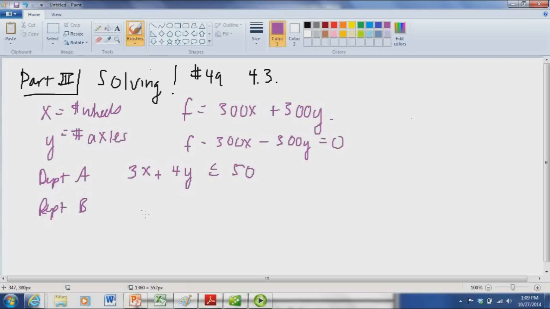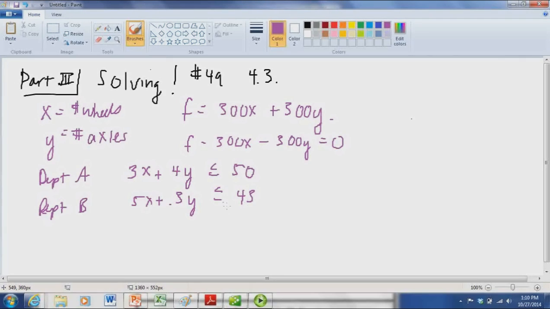Department B, oh boy, where is Department B? Department B, 5 hours for the wheel. Okay, so that's 5 hours for the wheel. How many for the axles? Oh, come on, 3. There it is. So 5x plus 3y, and that is subject to a total of 43 hours per week. Oh, boy, we haven't even started the problem. All right, so I think we've got everything, though.